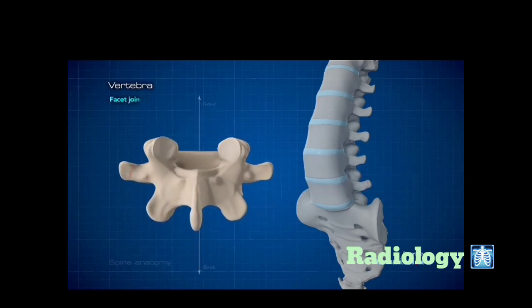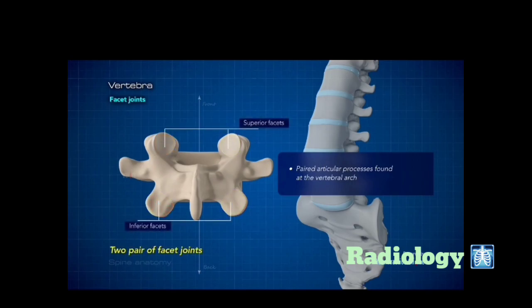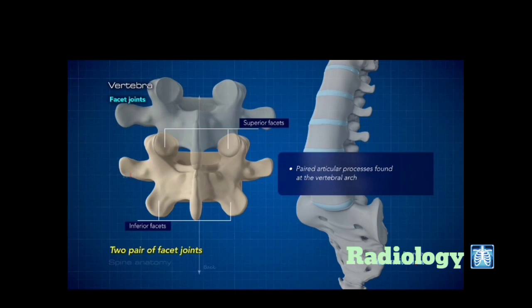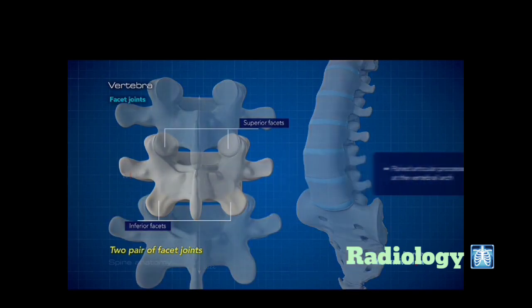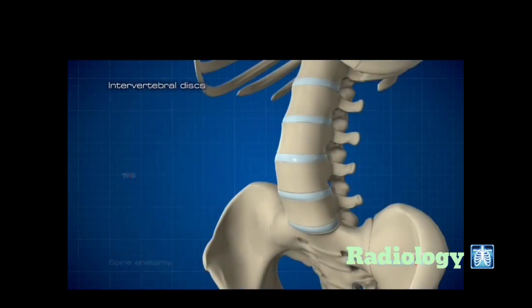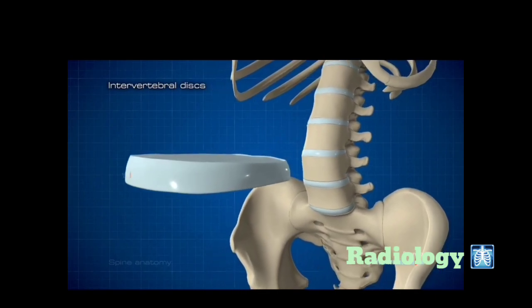Facet joints. These are paired articular processes found at the vertebral arch. Each vertebra consists of two pairs of facet joints. One pair called superior facets articulates with the vertebra above and the other pair, inferior facets, articulates with the vertebra below. Intervertebral discs. The intervertebral discs are flat, rounded soft tissue structures situated between two vertebral bodies of the spine.